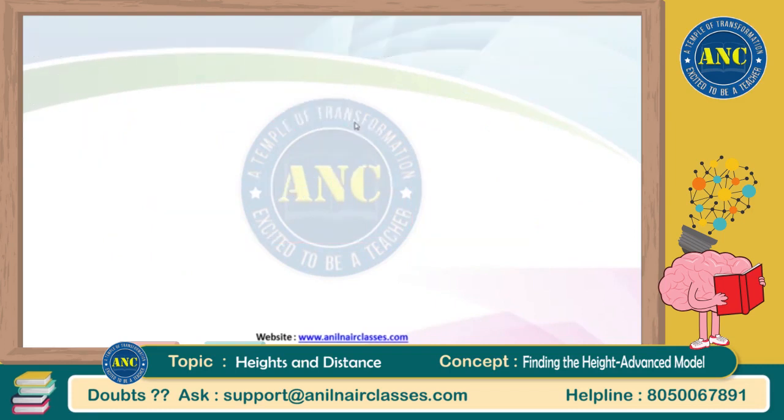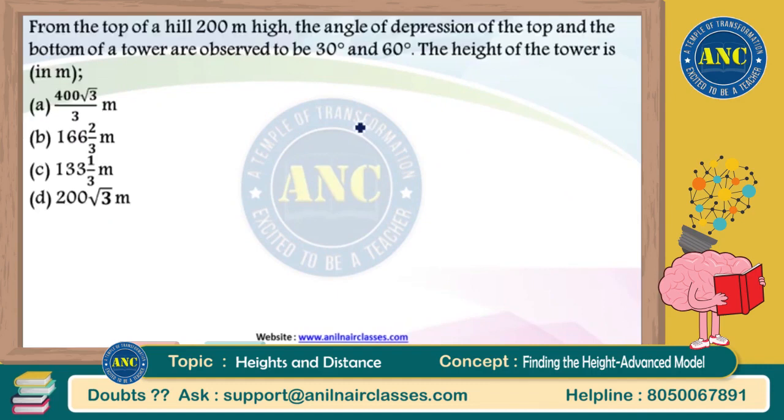Let us take one more question to illustrate the fact that method 2, what we are doing, is one of the beautiful methods to be implemented. Now see here. Your question is: from the top of a hill 200 meters high, that means there is a hill. I will name that hill as AD. According to the question, it is given as 200 meters.